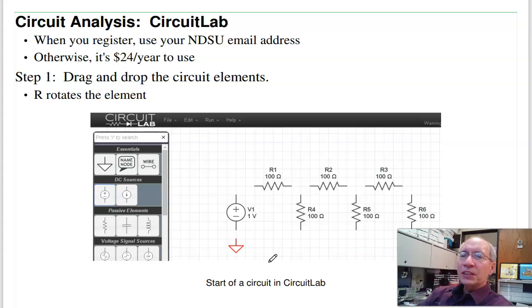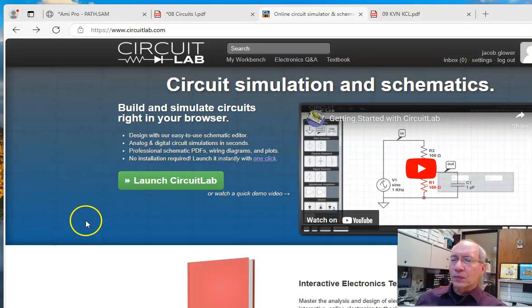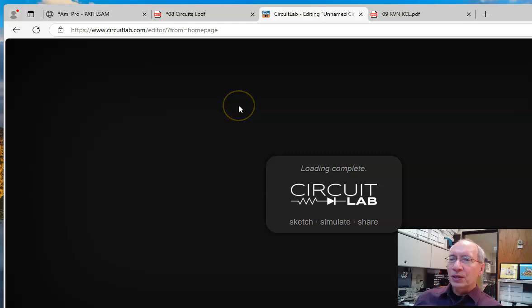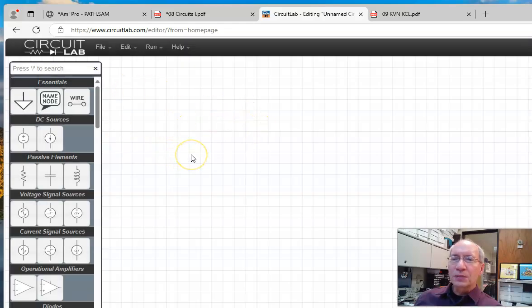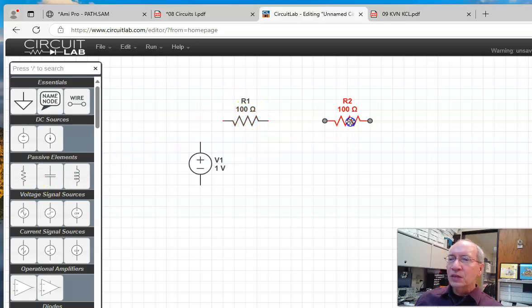Another thing we'll be covering when you get to Circuits 1 is Circuit Lab. This is something that we're going to start using from now on in this course. Circuit Lab is a really friendly drag and drop program. Circuit Lab is free for all NDSU students. When you register, just use your NDSU email address and it'll be free for you. When you launch Circuit Lab, you get something like this. It's a drag and drop program. If I want to build a circuit, I can just drag and drop the elements over. If I hit R, that rotates the element. Let's do a simple circuit like this.